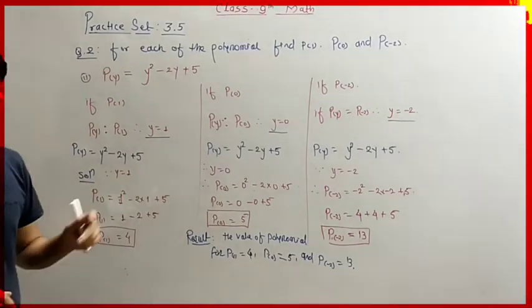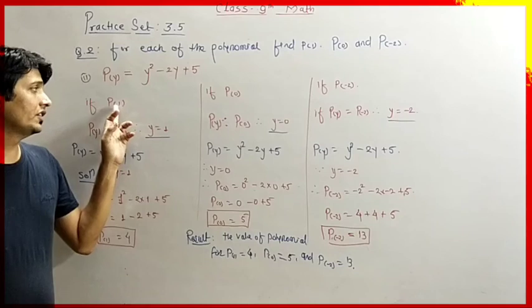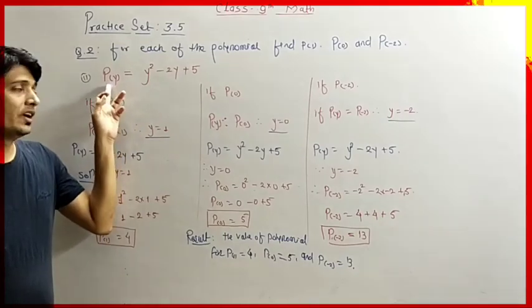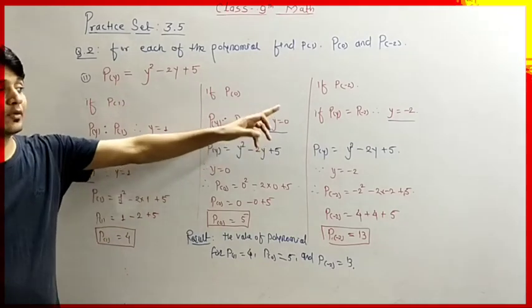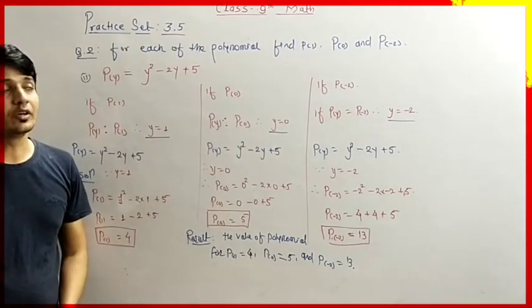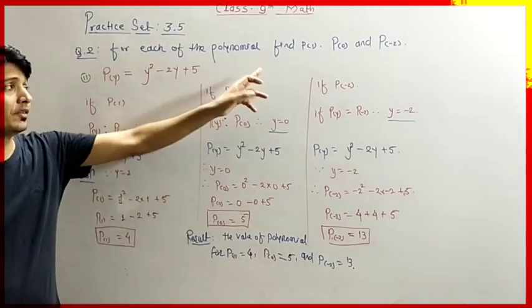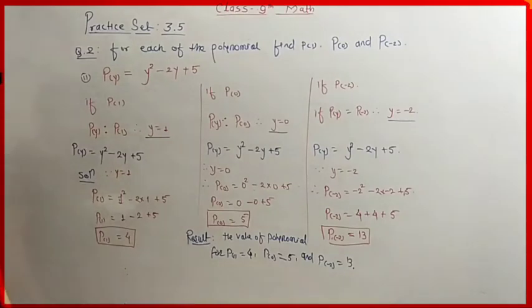So here what you need to do is compare this with the equation and you will find y equals 1, y equals 0 and y equals minus 2, and you can write and solve accordingly in order to get the value of the given polynomial. Okay, so write down now.